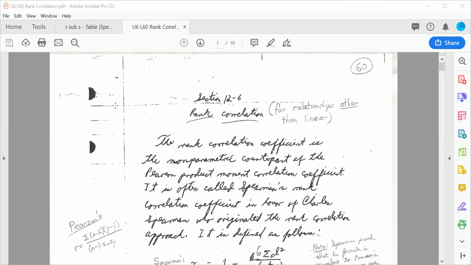But what about patterns that are not linear in nature? There's patterns everywhere in life that are not linear. What do we use for those type of patterns to test to see if those patterns are significant or not? We can use a test called rank correlation.